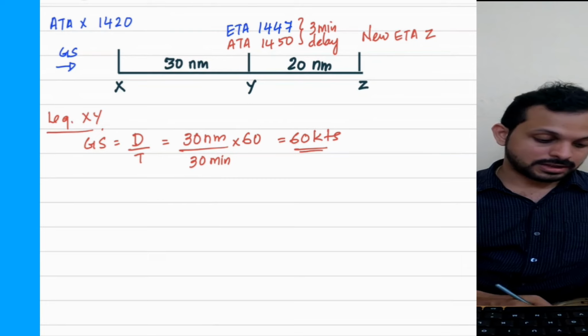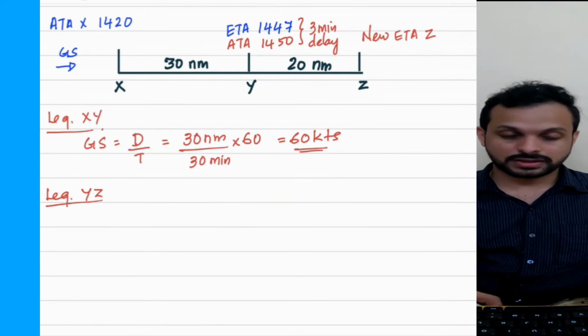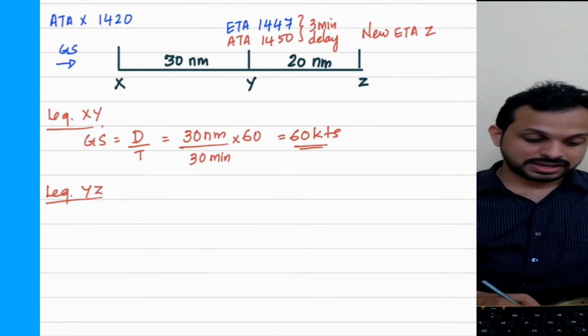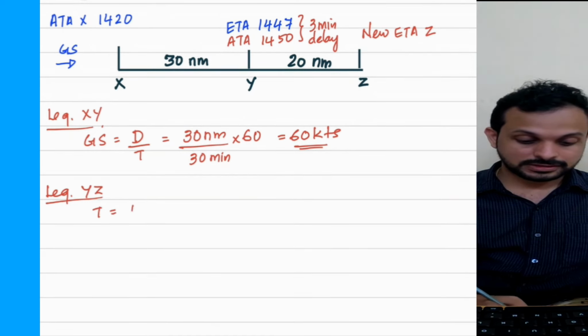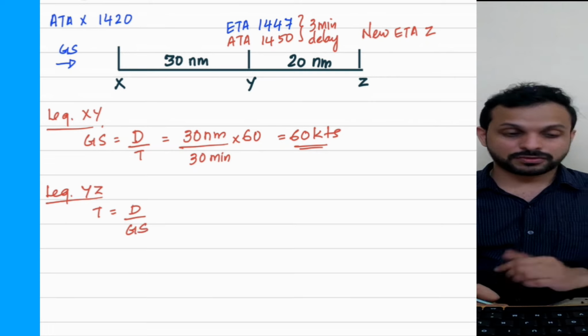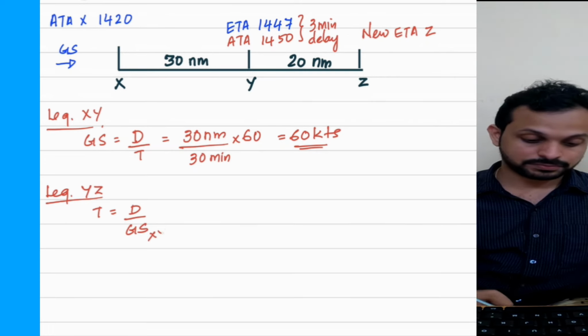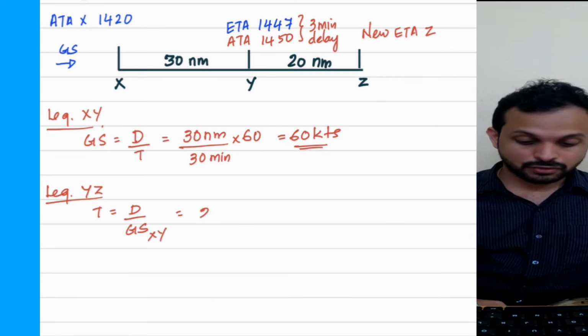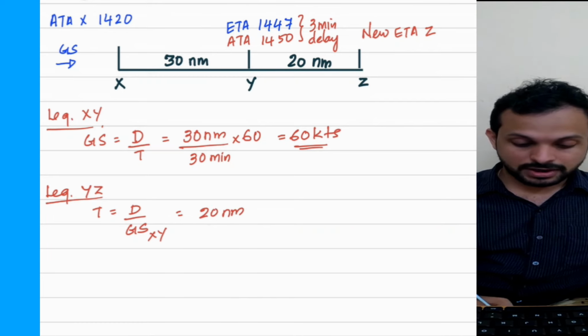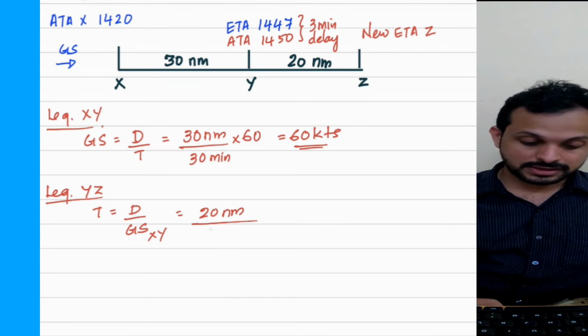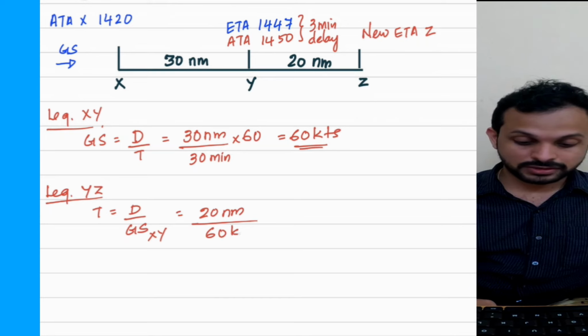So leg YZ, the distance is 20 nautical miles. Let's find out the time that it would take. It's distance divided by the ground speed from the previous leg, which is XY. So distance is again 20 nautical miles divided by the ground speed in the previous leg, 60 knots. Therefore the units are in line: 20 minutes.